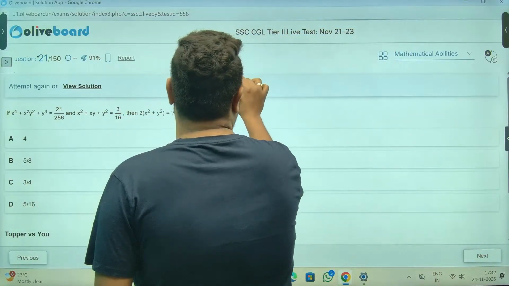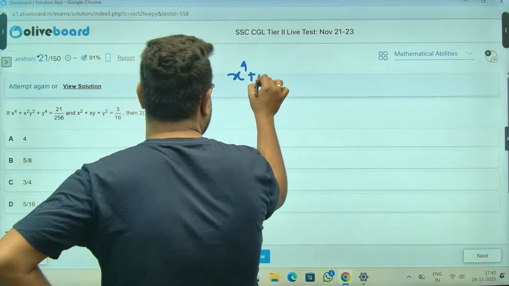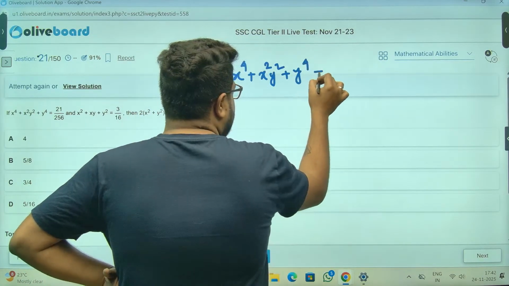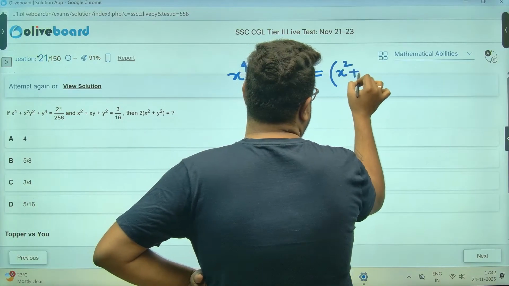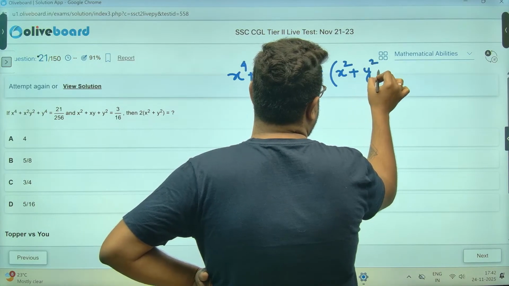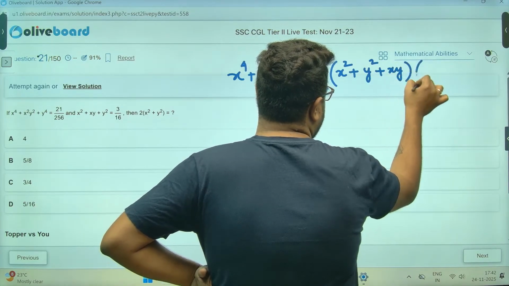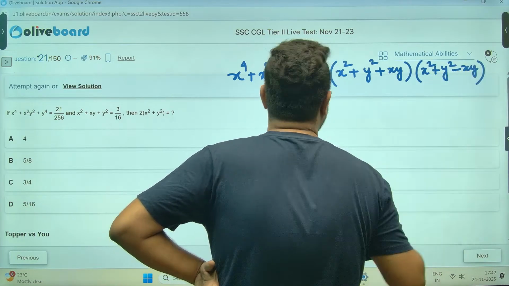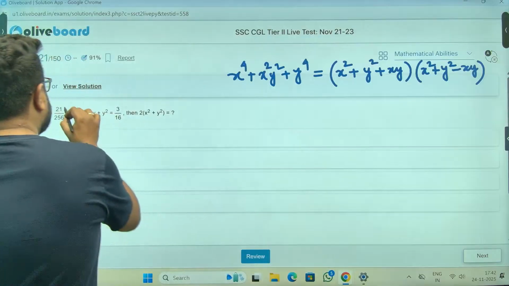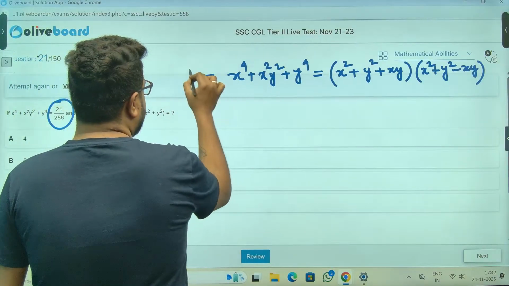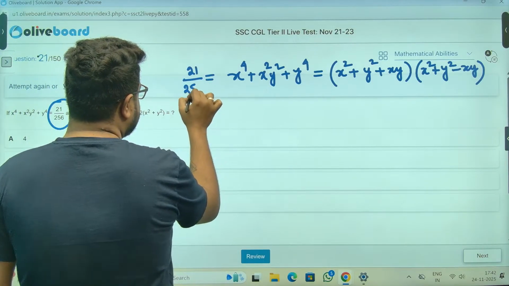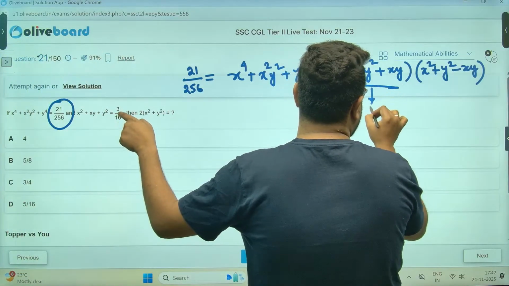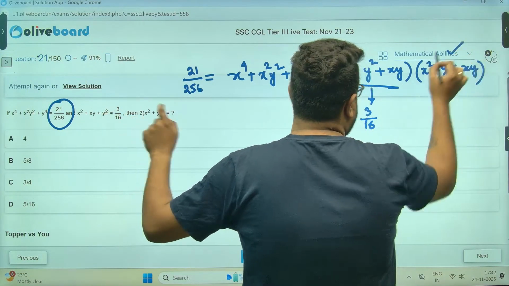Because x to the power 4 plus y to the power 4, I have shown this, I guess, thousands of times. It can be written as a factor of x square plus y square plus xy into x square plus y square minus xy, sir. So out of this, one is given as 21 by 256. Out of this, the value is given to you as 3 by 16, sir. So I'll get this value.